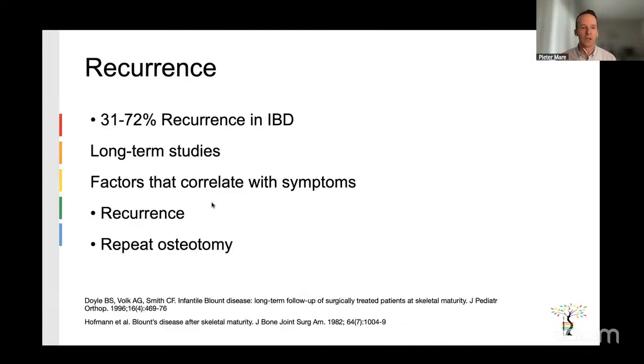So why do we look at recurrence? Why is it important? It is the most common complication of the treatment of Blount's disease, with the range being from about 30% to 70%, depending on what patient cohort you're looking at. And the reason why it's important is because the only long-term studies that we've got show that the factors that correlate with symptoms at skeletal maturity are both recurrence and repeat osteotomy.